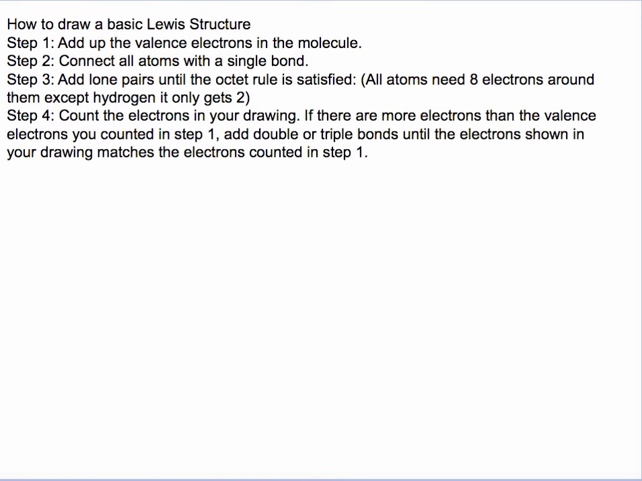All right, let's do another one, this one right here: NH3. We'll start with step 1 and count up the valence electrons. Nitrogen has 5, it's in group 5A. Hydrogen has 1, but there are 3 of them, so 5 plus 3 equals 8 valence electrons.